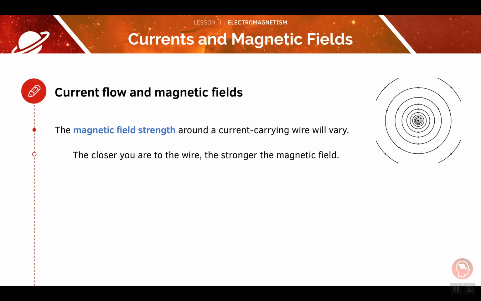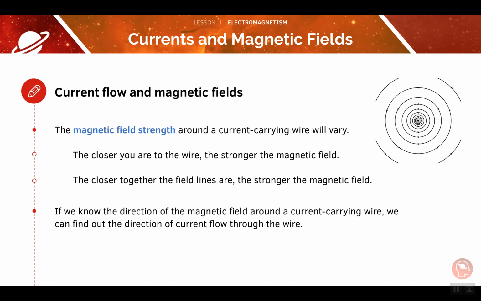The closer you are to a wire, the stronger the magnetic field. We can see this in the picture here. Again, the closer the field lines are, the stronger the magnetic field.